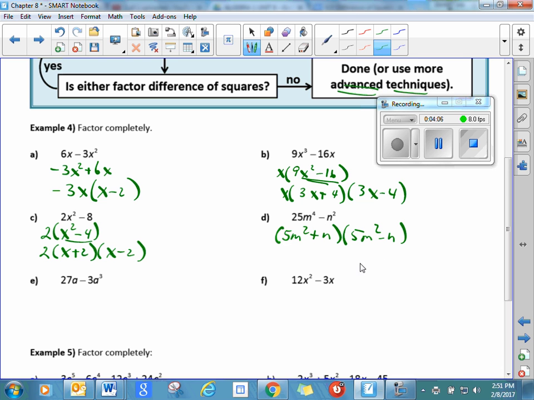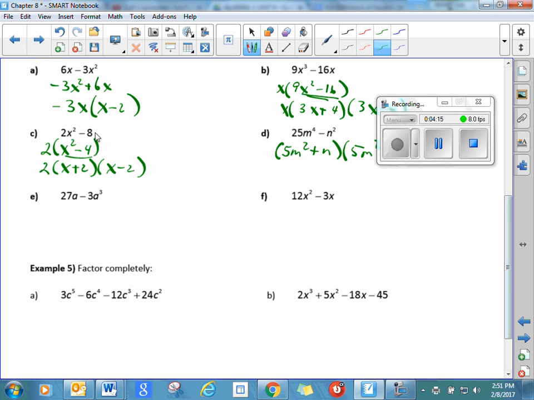I look further to see if there's anything else that can be factored. I see a difference, but these are not perfect squares, so I'm done with that one. All right, let's look at the next one. It's not in standard form: minus 3a cubed plus 27a.